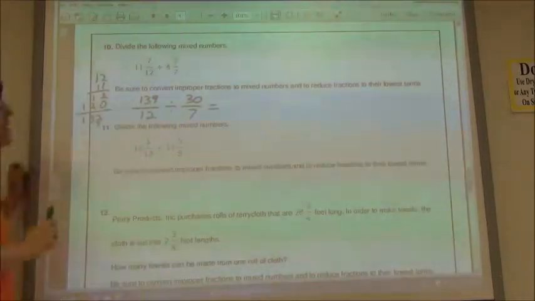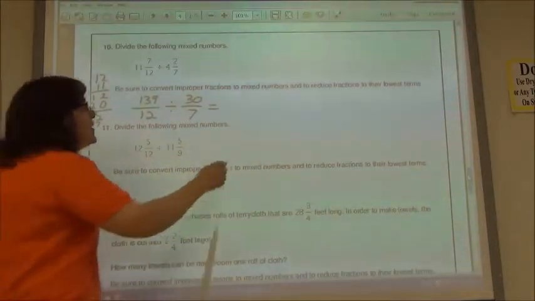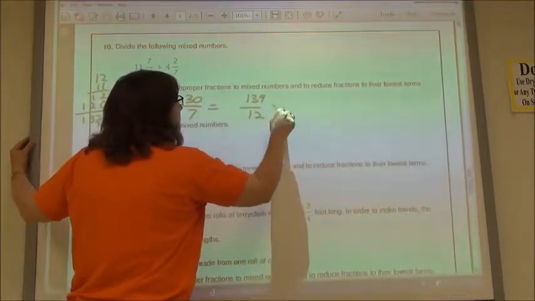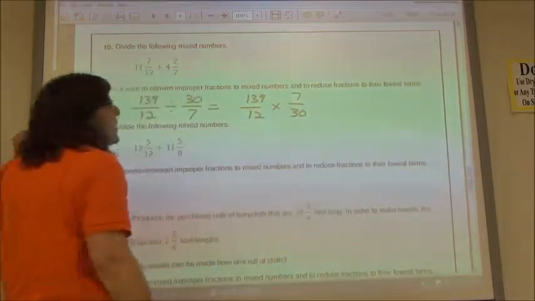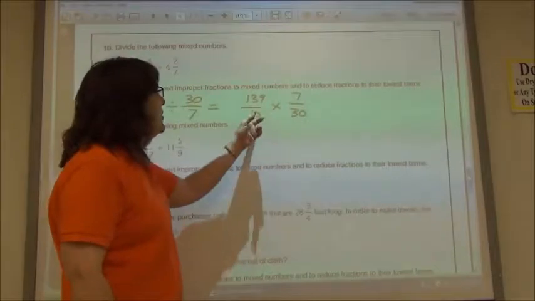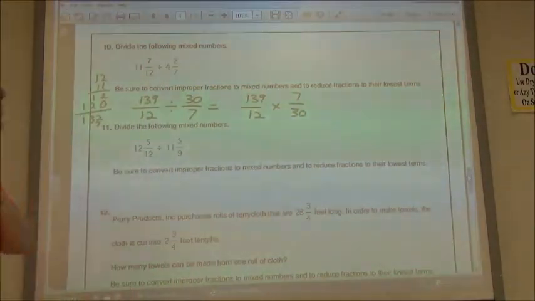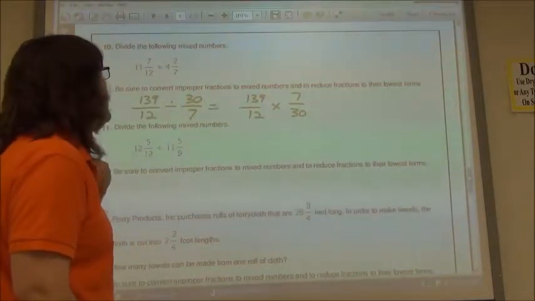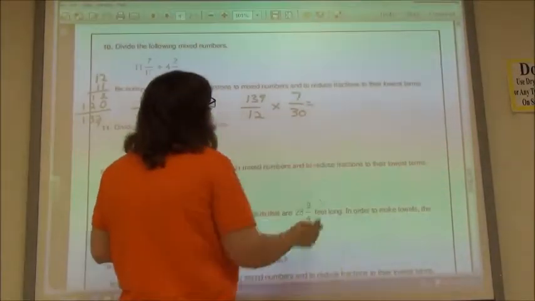Now since I'm dividing fractions, I have to invert that second fraction and multiply by the reciprocal. So the first fraction stays 139/12. I'm going to multiply it by the reciprocal, so 7/30. And again, I was hoping I'd be able to reduce, but I can't reduce the 7 and the 12. I can reduce the 139 and the 30 a little bit if they're both divisible by 3, but nope, 3 is not going to go into there. If it was just 39 it would. I don't think I can reduce that. So I'm just going to have to go ahead and multiply.